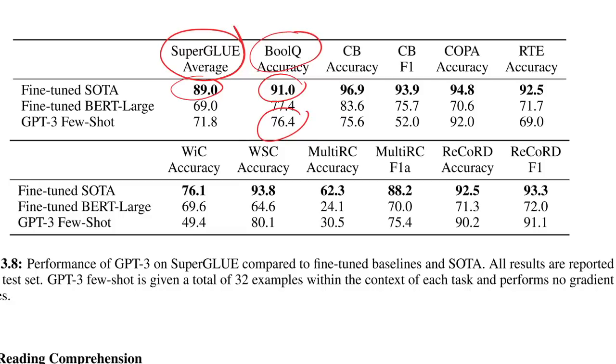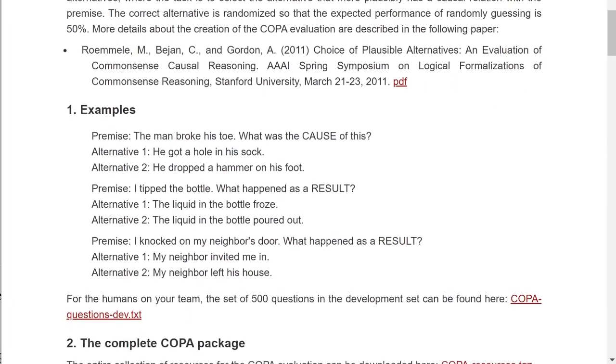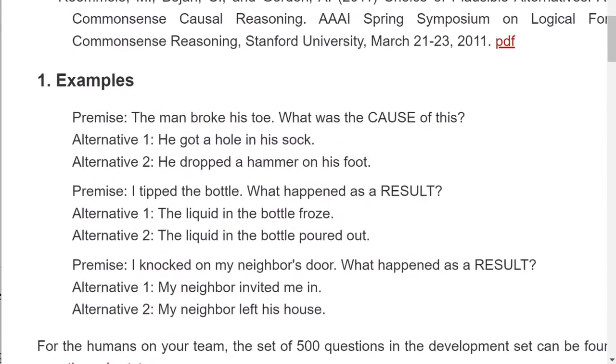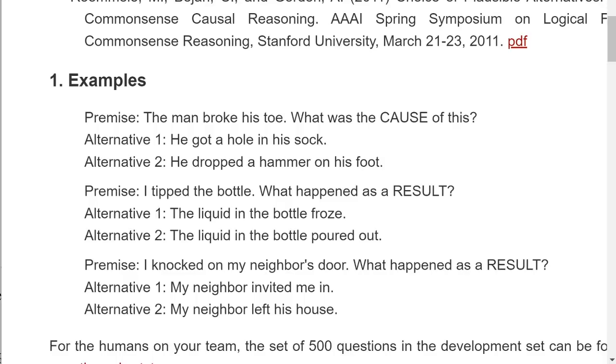Whereas in another thing, for example this COPA right here, the model is doing almost as good as a fine-tuned state-of-the-art. And I have to stress, this model has never actually learned this task in a supervised way. It's simply a language model. And I have this COPA task right here, and these are the examples. So one example is the premise: the man broke his toe. What was the cause of this? And you have two different things that it could be. Either he got a hole in his sock or he dropped a hammer on his foot.